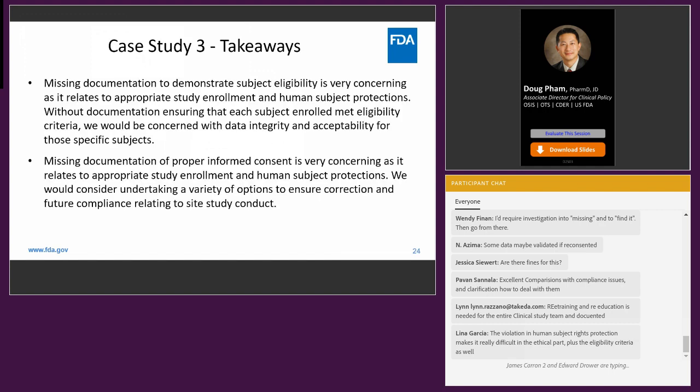After talking through some of the issues, here are a few takeaways in this case study number 3. First, missing documentation to show subject eligibility is really concerning because how do we know whether a subject should have been enrolled in the first place? Not only is this concerning from the data integrity and acceptability for those specific subjects, it is also concerning from a human subject protection standpoint. Also, missing informed consent documents is really concerning as it relates to human subject protections. We would really consider a number of options to ensure that appropriate corrective actions for these issues have occurred and how best to ensure compliance in the future.